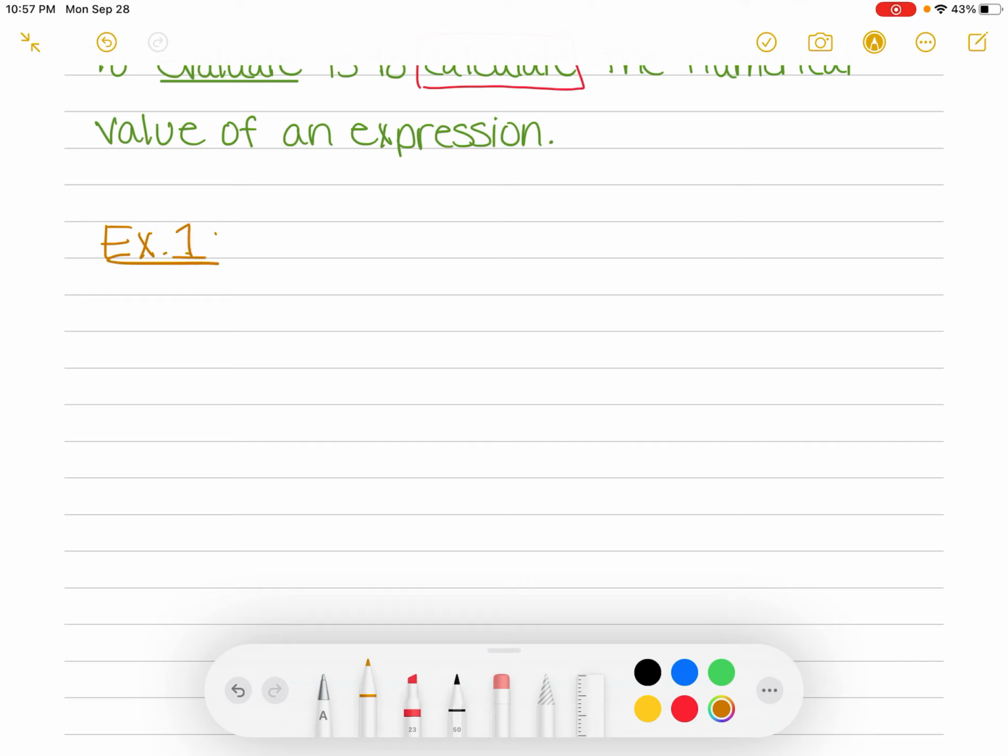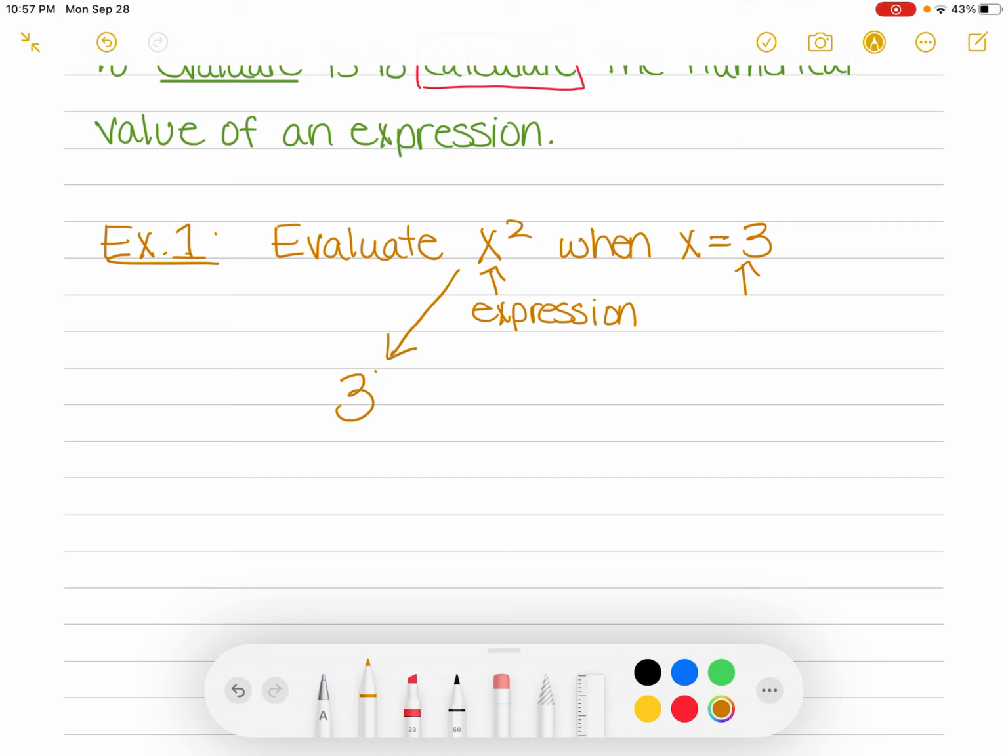Okay, so here's example 1. Your work is going to say something like, evaluate x squared when x equals 3. So this is the expression, right? And then they're telling you what the x is going to equal. So instead of x, you're going to substitute it with the number. So over here, instead of doing x squared, I'm going to do 3 squared. And then I have to figure out what that is.